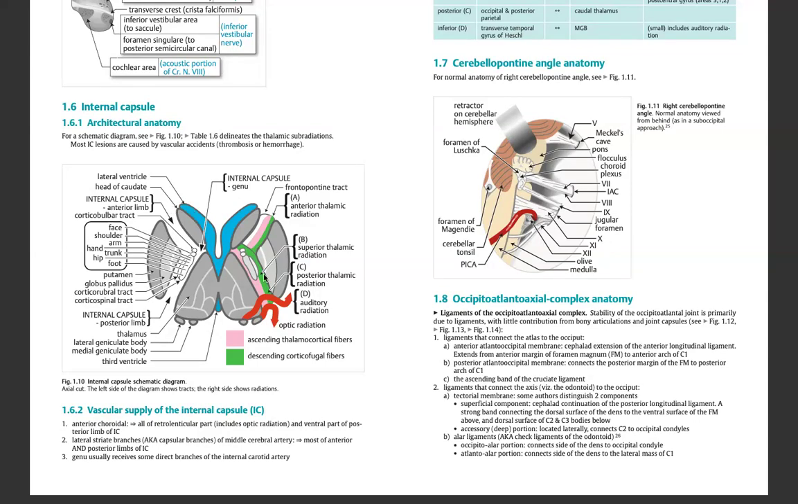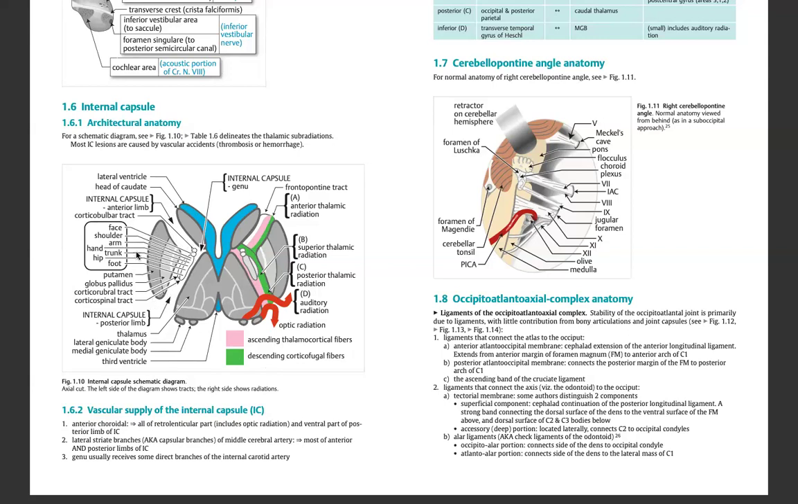Yeah, so you have various structures. Here you can see them: descending corticofugal fibers, ascending thalamocortical fibers. Right, so ascending fibers, which are this, and all the fibers have important areas, particularly the motor fibers, because injury to various parts of the internal capsule, the anterior limb, posterior limb, and the genu, which is here, may have important effects.